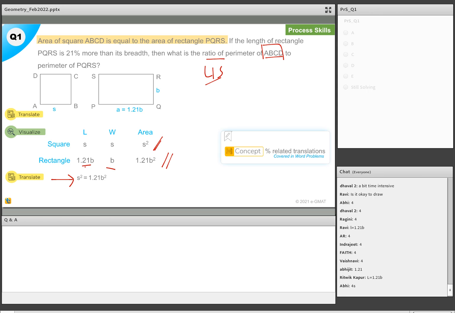Now, what is it that the question is asking us for? The ratio of the perimeter of ABCD to the perimeter of PQRS, right? What is the perimeter of the square? 4S, right? In other words, we need to find 4S divided by 2 into A plus B.